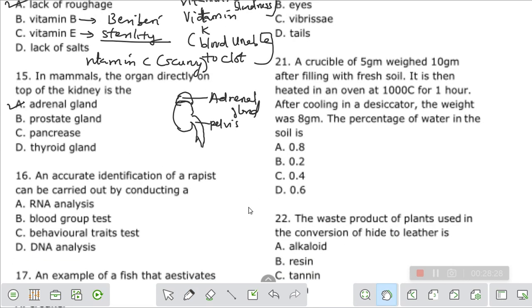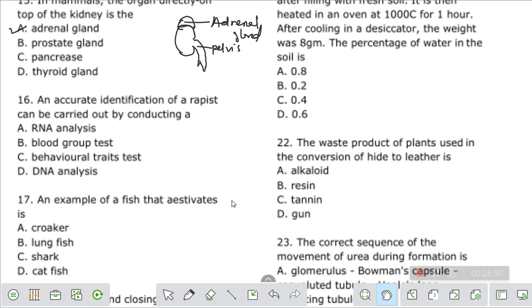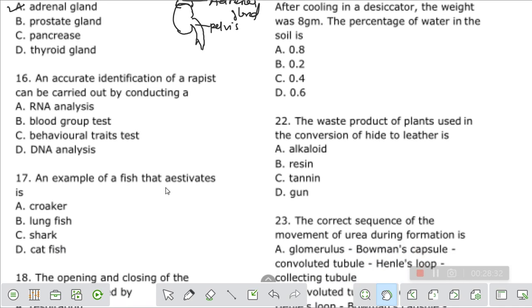Behavioral test is not really... what is even the meaning of that? RNA analysis? No. The answer is DNA. That's why you see people, for those of you that watch films very well, they will say they want to go and do DNA.